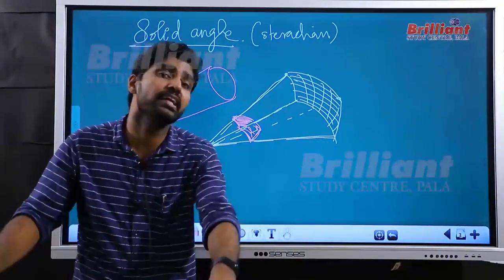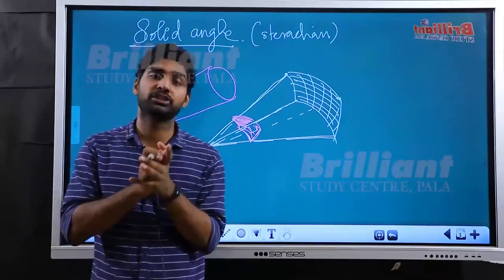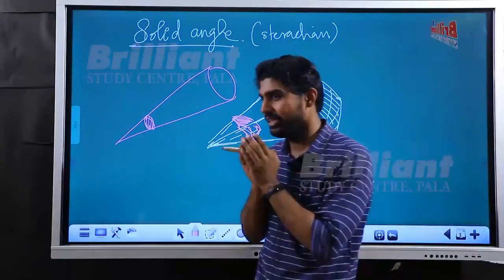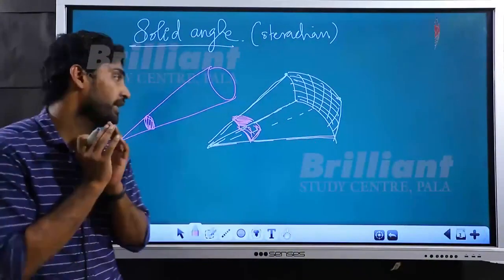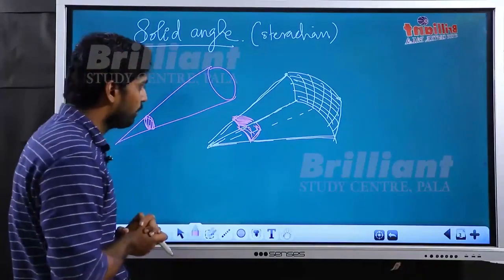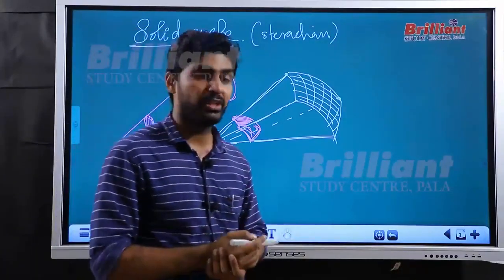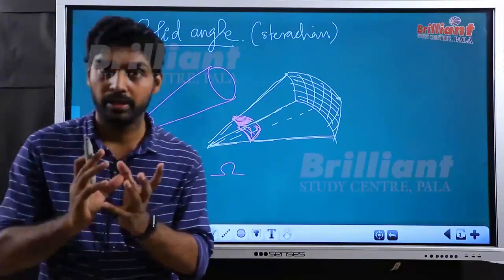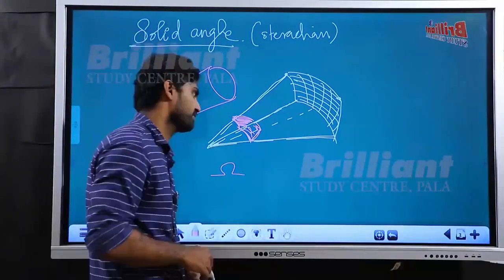We can say solid angle is the three-dimensional version of plane angle. Plane angle is familiar to you, it is easier to visualize. Now, I want you to take real effort in visualizing a solid angle as well. Okay. Now, how do we define solid angle? We use the symbol omega to represent solid angle.